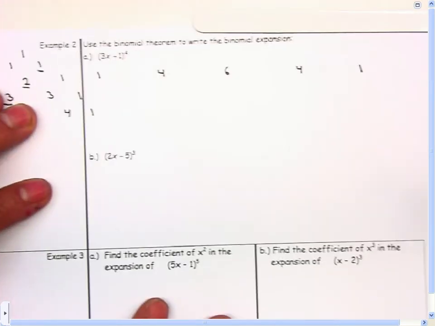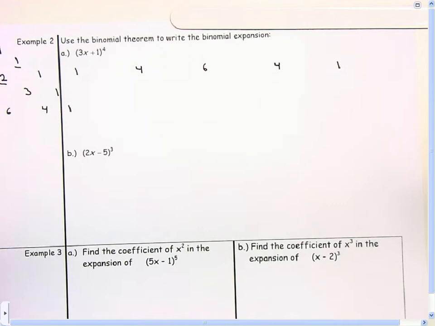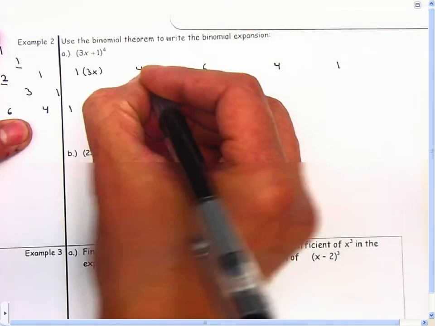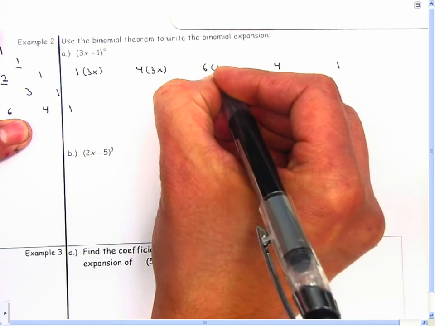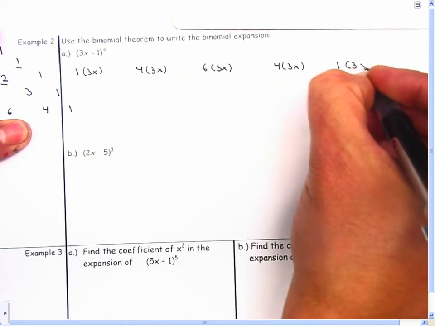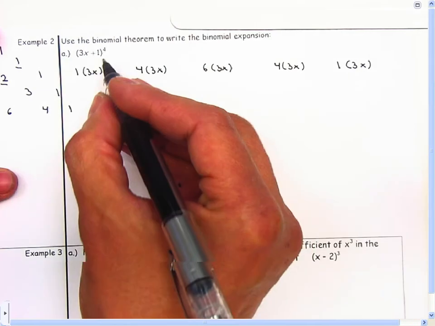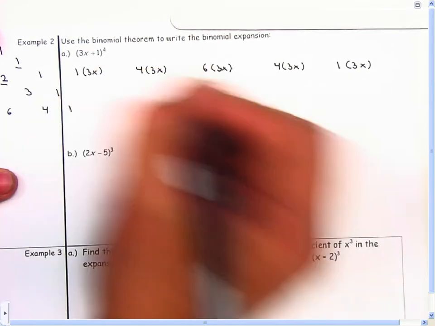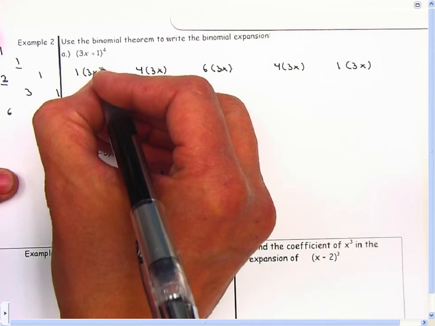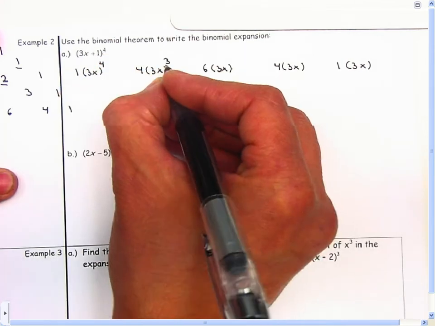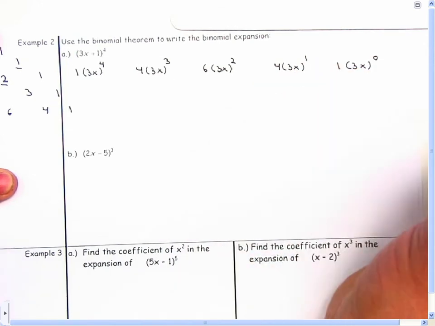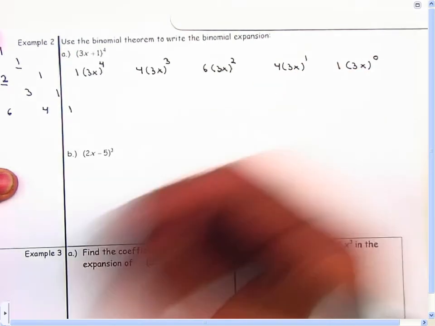Now we're going to start with the value of A. The value of A will be 3x, 3x, 3x, 3x, 3x. Now the value of B will be 1. Actually, before we start with the value of B, let's write down the exponents. This is a 4, so to the 4th, to the 3rd, to the 2nd, to the 1st, to the 0 power. Now we can start with the value of B.